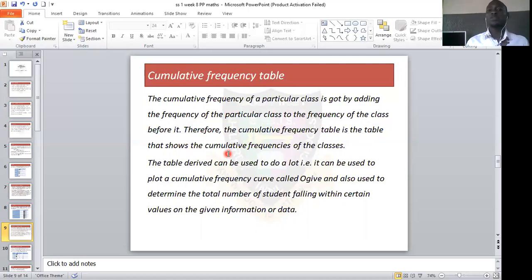But how do you prepare your cumulative frequency? The first cumulative frequency for the first class is also the same as the frequency of the class interval. So the first cumulative frequency is the same as the first frequency of the class interval.